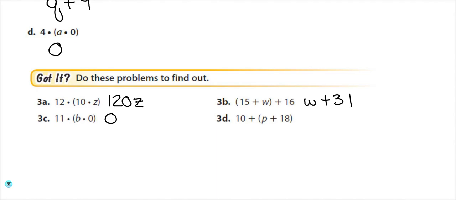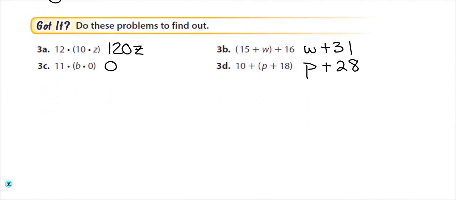And then we have 10 plus p plus 18, so we have p. And then we have 10 plus 18, which is 28. And that's it. Okay. Let me scroll down just to make sure. I'm pretty sure that's the last one.